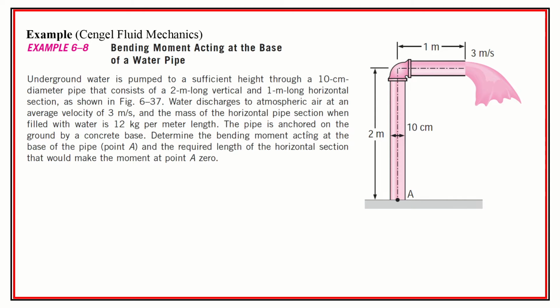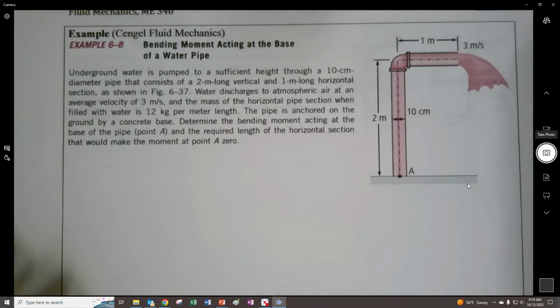The pipe is anchored at the bottom on the ground in a concrete base. We're going to determine the bending moment that's acting at the base of the pipe at point A. And the required length, I'm not going to do that second part. But anyway, okay, so let's do the problem here.